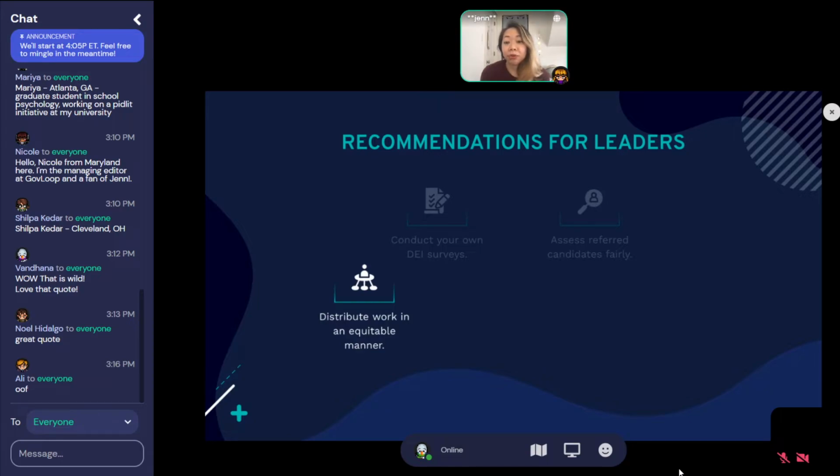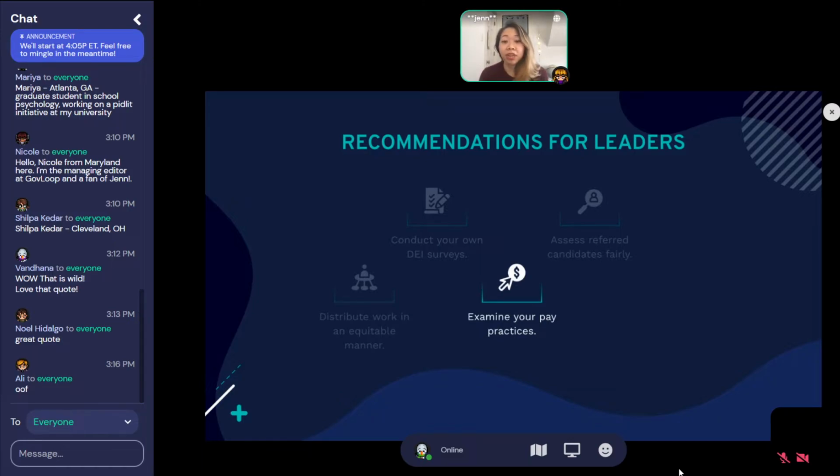Distribute work in an equitable manner. Ensure that office housework responsibilities are equally assigned to all individuals in your organization, and consider all eligible employees for new glamorous work assignments, not just the individuals who come to mind first or who have asked in the past.